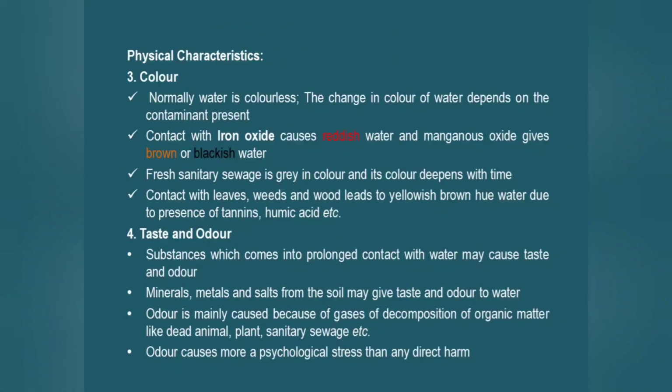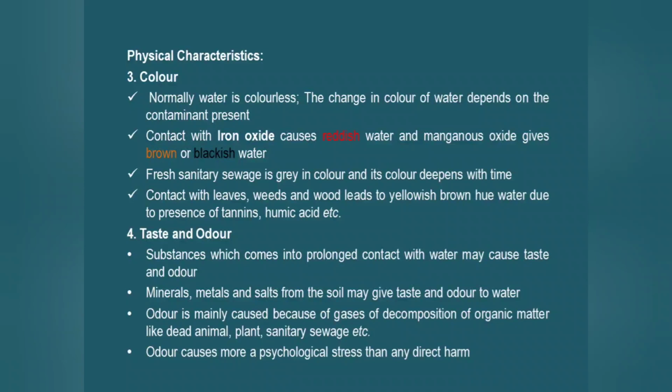The next factor is color. Normally fresh water has no color; it is colorless. The color of wastewater depends on the contaminant present, and the intensity of the color of the wastewater may depend on the time of contact with the contaminant. Contact with iron oxide causes reddish water, and manganese oxide gives brown or blackish water.